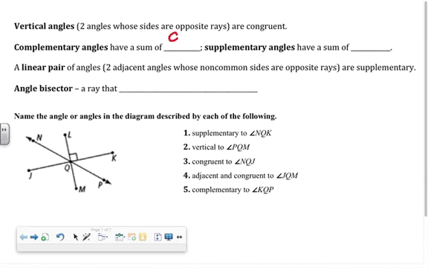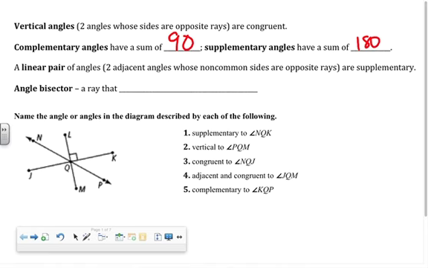Complementary angles are angles that have a sum of 90 degrees. Supplementary angles you're probably much more familiar with because we use them all the time. Supplementary angles have a sum of 180. The definitions of complementary angles and supplementary angles have nothing to do with what they look like. It's just what they add up to.